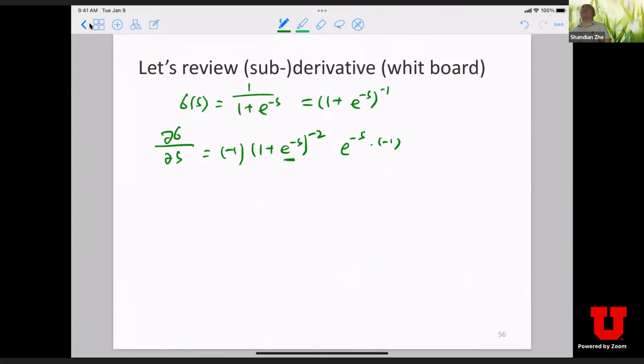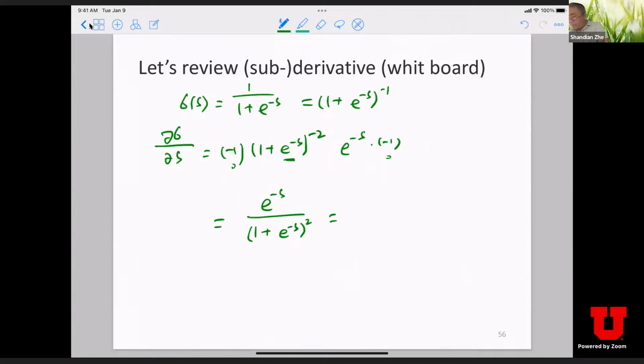I'm actually applying the chain rule again. This is relatively straightforward, so I'm not going to emphasize it again. I have two minus signs here, and they just cancel. So eventually we get e to the minus s over 1 plus e to the minus s, squared. This is the result of the partial derivative of the sigmoid function with respect to the input s.